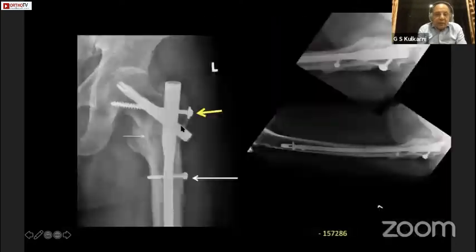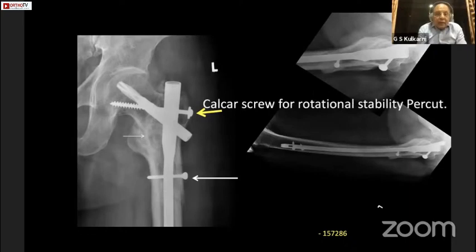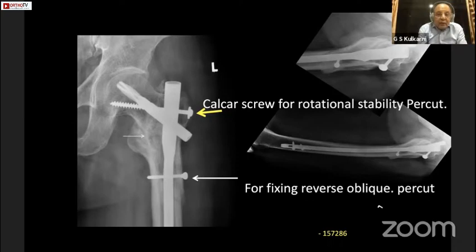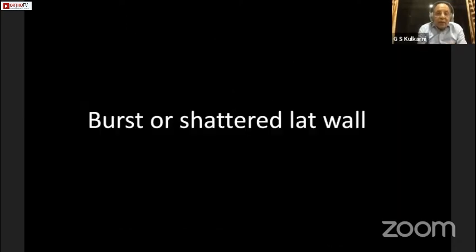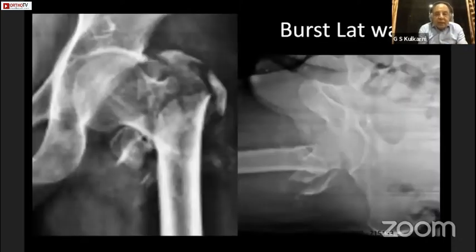Now this, the same thing, was treated with a screw here. The calcar screw for rotational stability, used percutaneously for fixing the reverse oblique, and this fracture united. Burst or shattered lateral wall. This is the burst and shattered lateral wall.